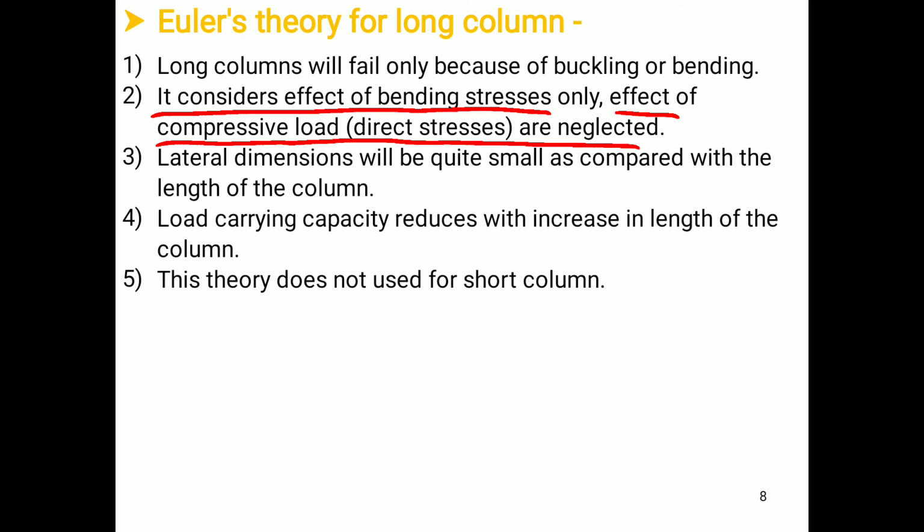So for the long column we are going to consider the effect of bending stresses only. We are neglecting the values of direct stresses. This is the second condition. The third one is that the lateral dimension will be quite small as compared with the length of the column. This is the definition of a column itself. For the column, length must be greater than the lateral dimension of that particular cross section.